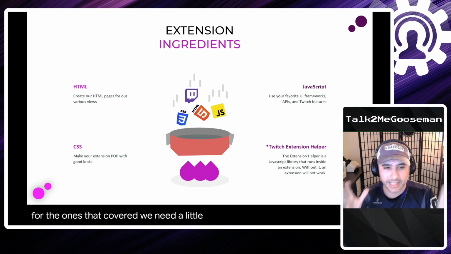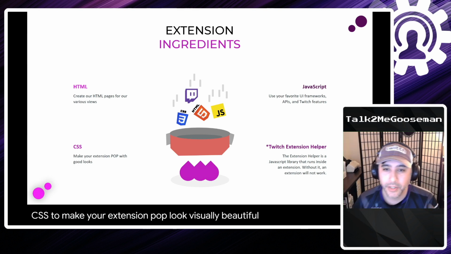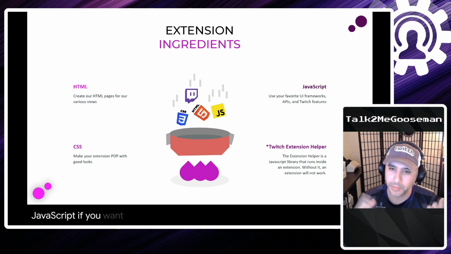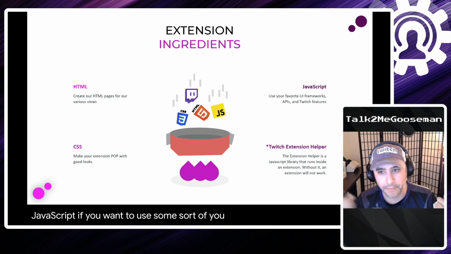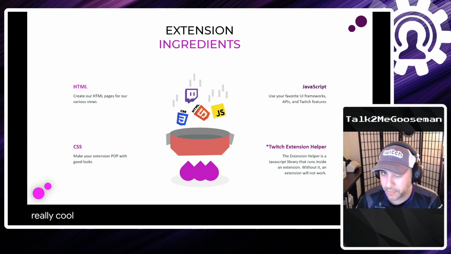We need a little bit of CSS. You can use a little bit of CSS to make your extension pop and look visually beautiful. You need a little bit of JavaScript if you want to use some sort of UI library or framework, fetch some APIs, or use some really cool Twitch features.